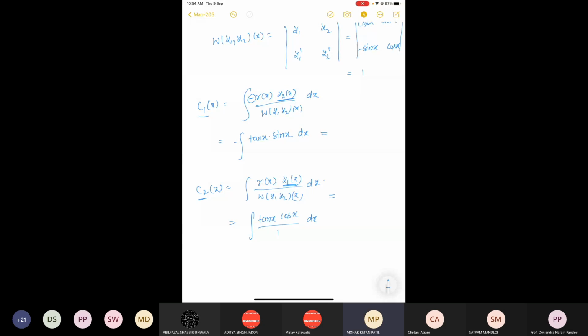C2 will be minus sin x, minus cos x. C2 is minus cos of x. Very good. What about C1x? C2 is quite easy, because it is coming out to be integration of sin x. Very good, thank you.